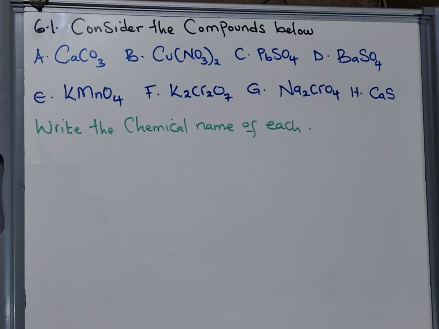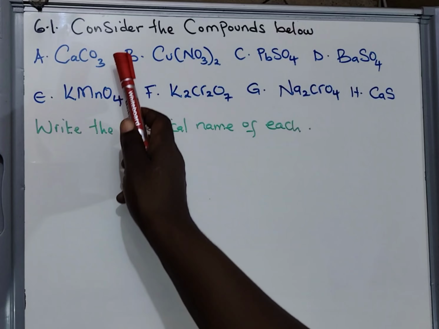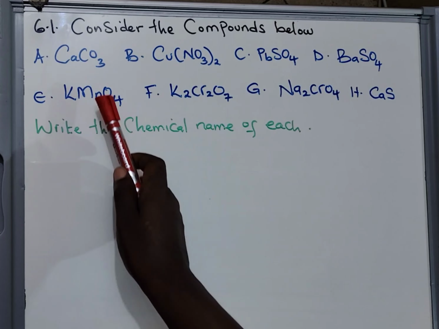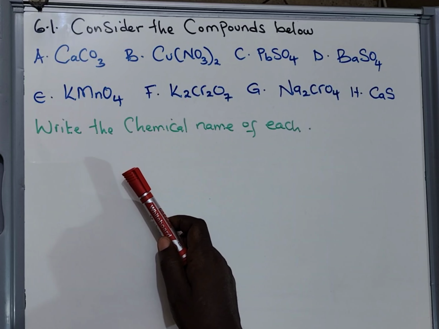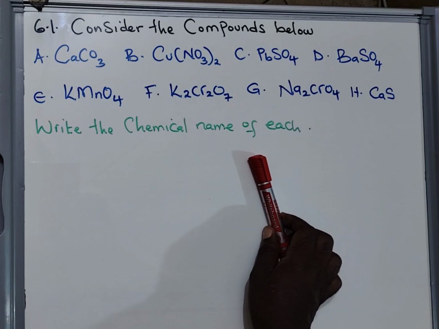Yeah, then comes this question, still under grade 10 physical sciences. Now we are dealing with formula writing. And the question says, consider the compounds below. So these are the compounds. And then write the chemical name of each.